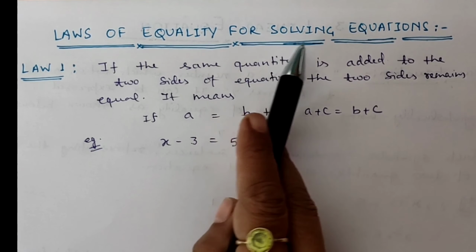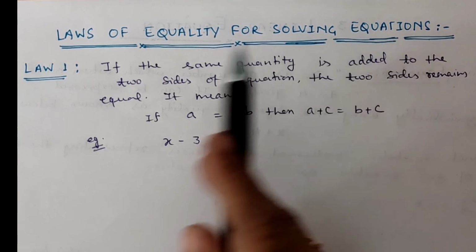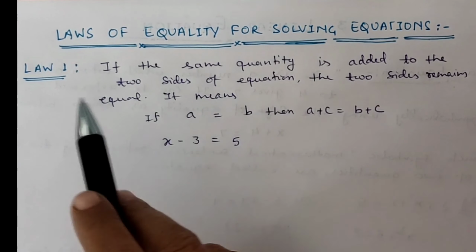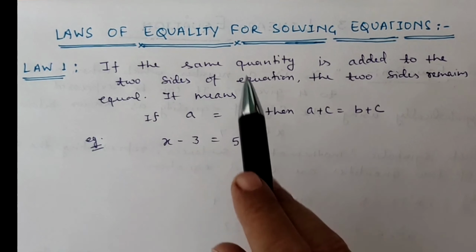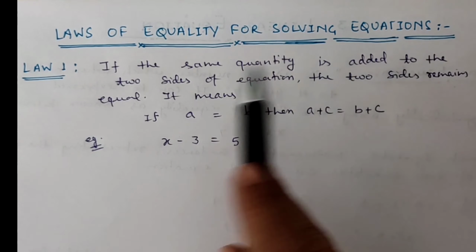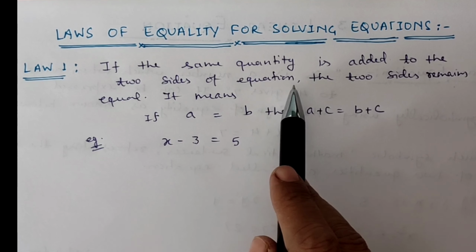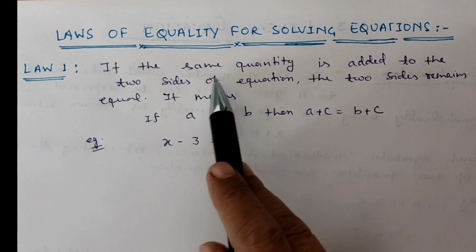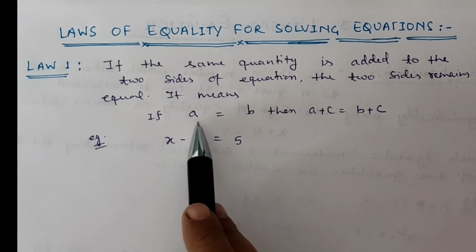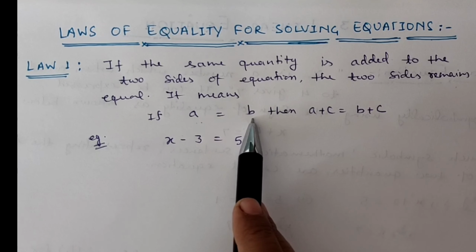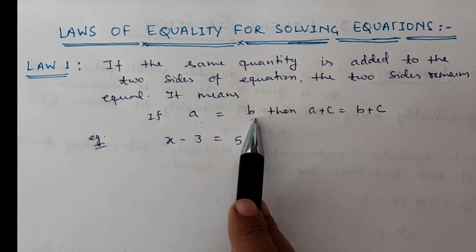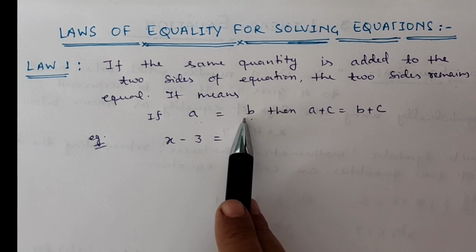Laws of equality for solving equations. There are 4 laws for solving equations. The first one is, if the same quantity is added to the two sides of an equation, the two sides remain equal. What does it mean? If there is a linear equation A is equal to B, left hand side is A and right hand side is B, and if you add the same quantity on both sides, the equation remains the same.